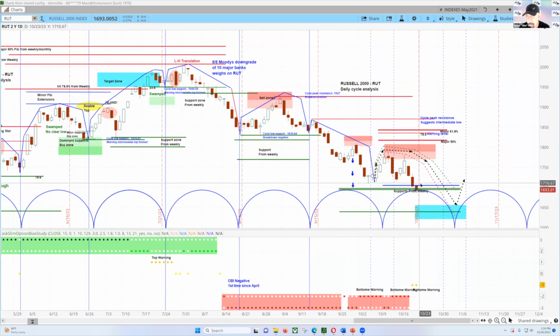You can see that. So a bounce right over here would be in the middle of the cycle, not likely to hold. So that is a look at the daily chart with the option bias indicator. Again, if you want to get the option bias indicator, you must be a level 4.